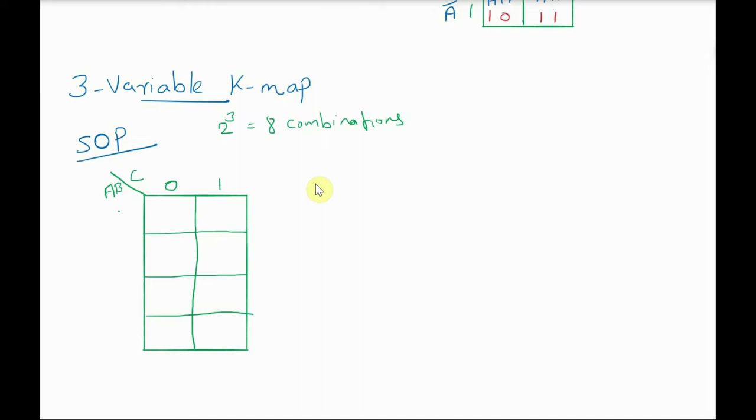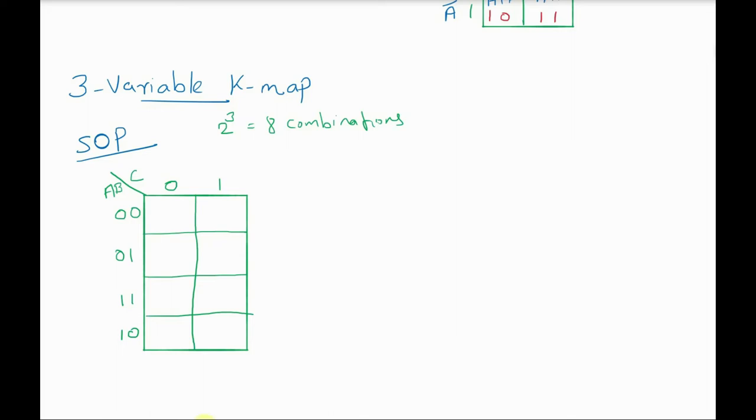Row wise, the first row is A 0, B 0, then A 0, B 1. Then you have to be careful: in a K map, we use Gray codes. Next is not 10, it is 11, because we are using Gray code. And finally 10, because only Gray codes have a single bit change between two consecutive numbers. So we are using 00, 01, 11, 10, not the binary sequence. We are using the Gray code sequence.